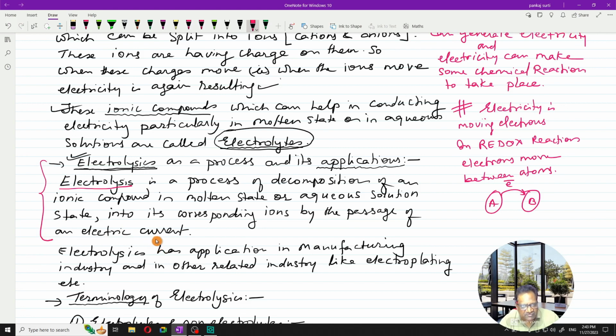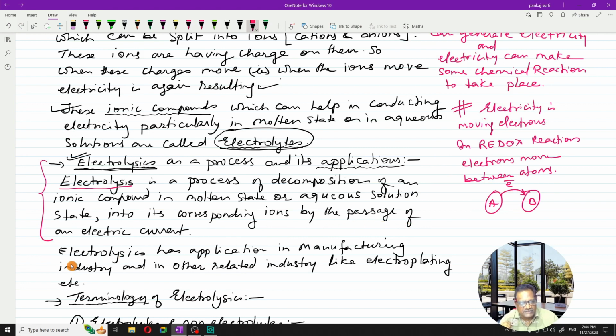So what is electrolysis? It is a process of decomposition of an ionic compound, which is known as an electrolyte, and this electrolyte should be either in molten state or in aqueous solution state. This electrolyte will be decomposed into its corresponding ions, that is cations and anions, and this is possible by passing electric current through it. This entire process is termed as electrolysis.